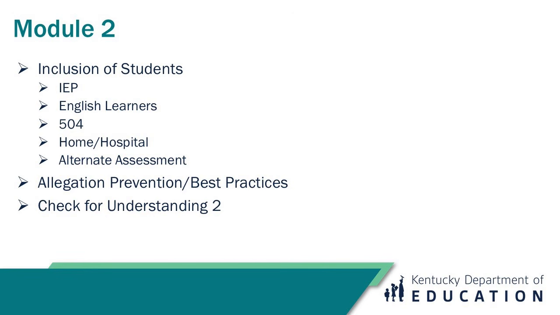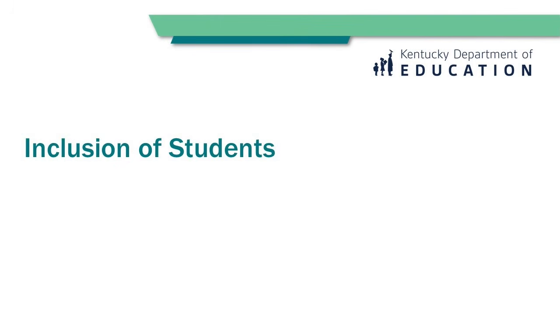Module 2 will discuss the inclusion of students in state-required assessments, including students with an IEP, 504, English learners, as well as students on home or hospital instruction and alternate assessment. There will be some allegation prevention and best practices tips and a check for understanding at the end of the module. Let's take a look at the inclusion of students.